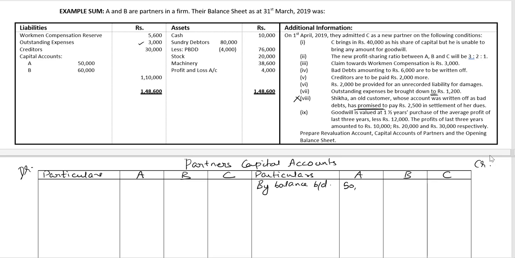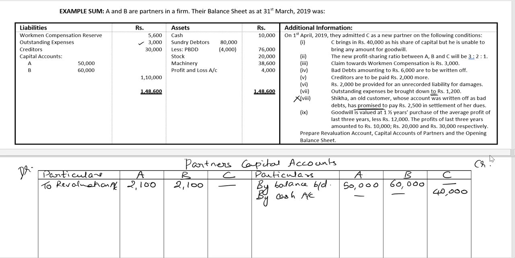50,000 for A and rupees 60,000 for B. Next item, C brings in rupees 40,000 as a share of capital. So by cash account, capital brought in by C is rupees 40,000. We'll transfer the loss on revaluation to revaluation account. The loss was 2,100 for A and 2,100 for B also.